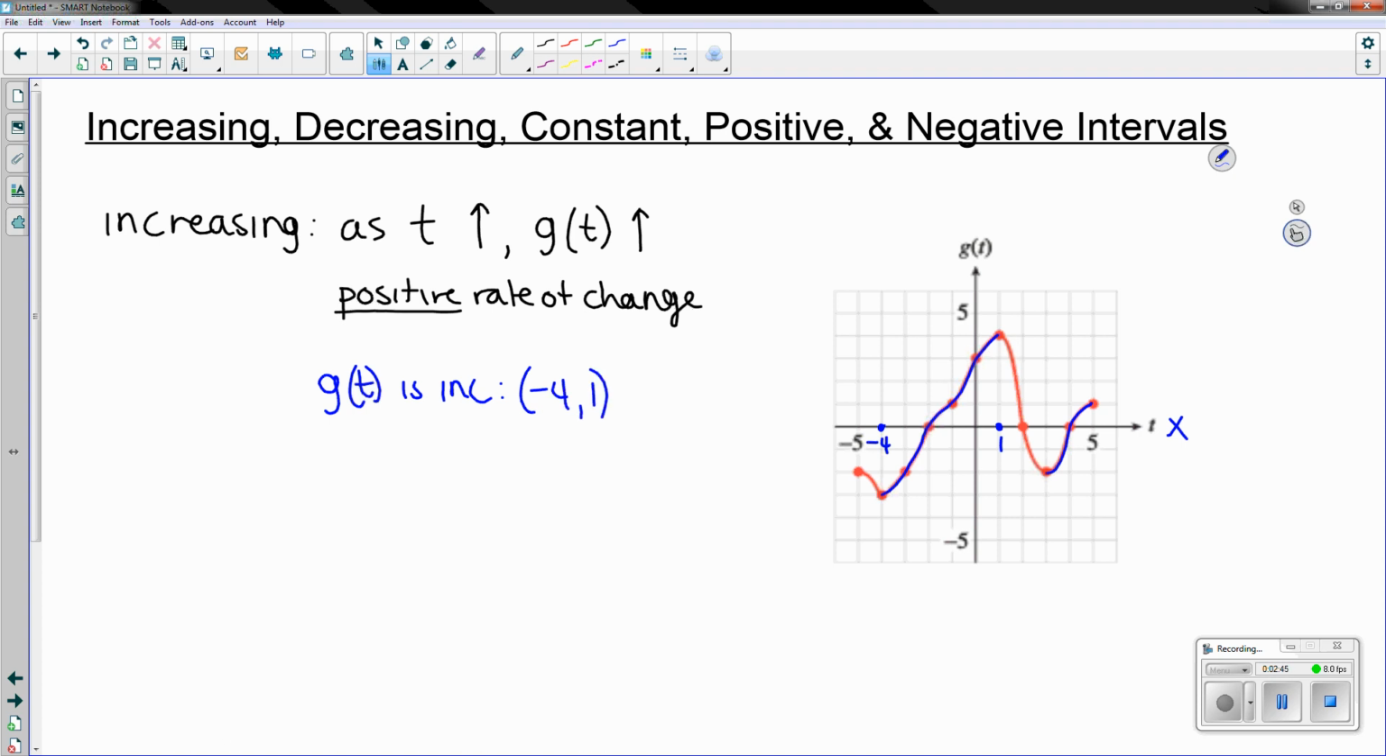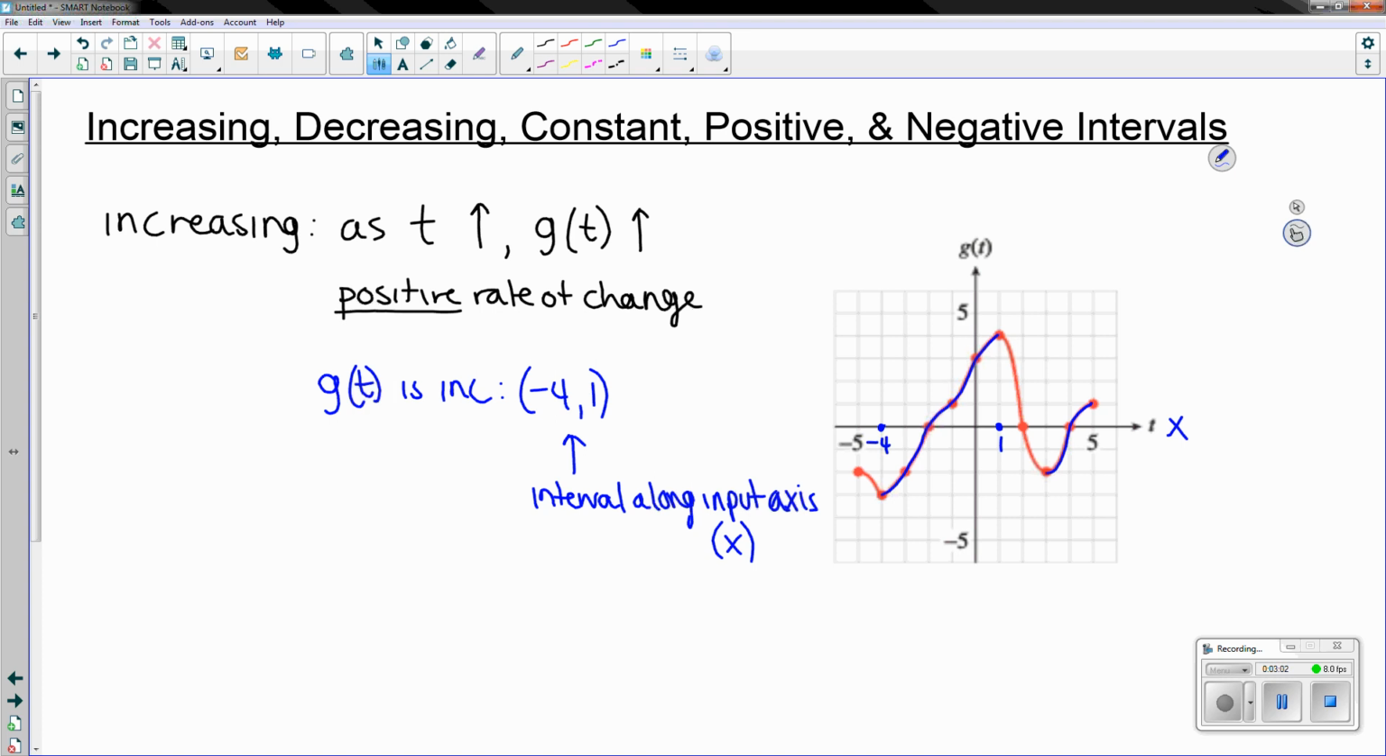Again, that is not a coordinate. That is an interval along the input axis, which again is often the x-axis, but in this particular example, it's a t-axis.